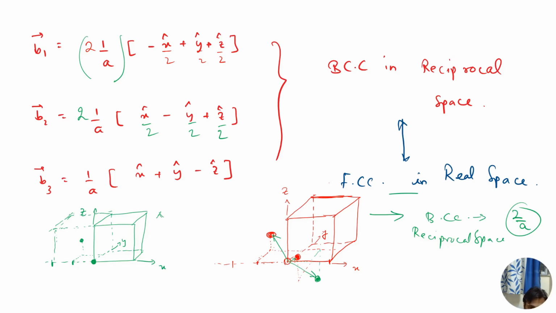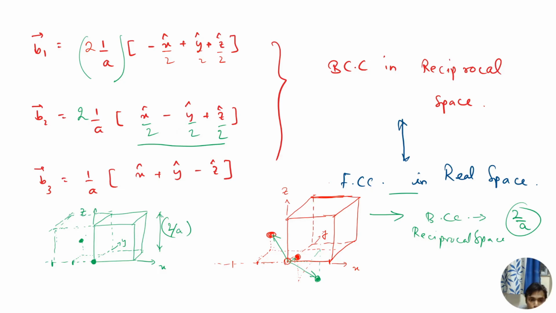And what is the side of this cube? It is 2 by a. But this factor is not that important. What is important to see is that this minus x cap by 2 plus y cap by 2 plus z cap by 2 is the body center of the cube which is in the minus x direction of this original cube. The second one is the body center of the cube which is along the minus y.